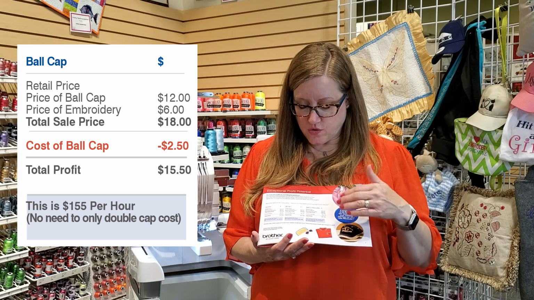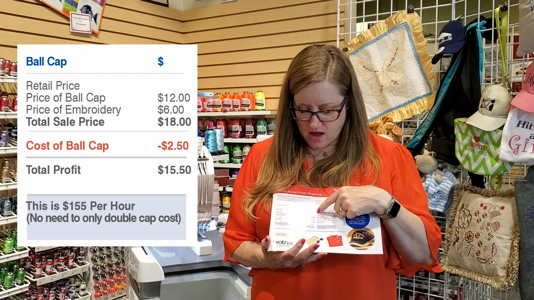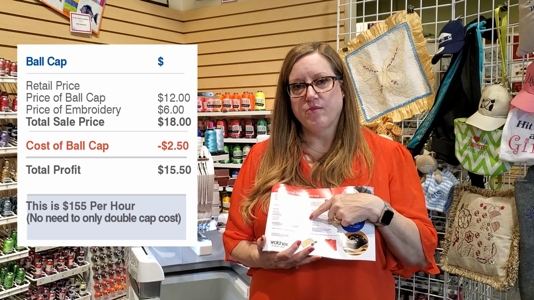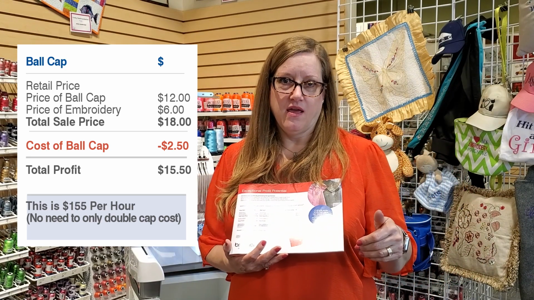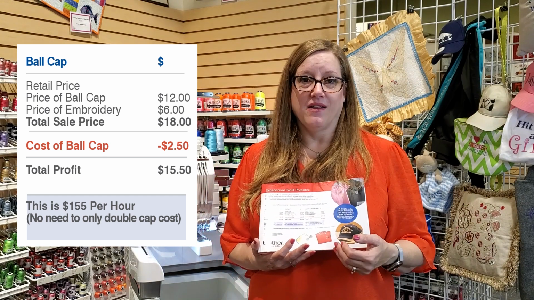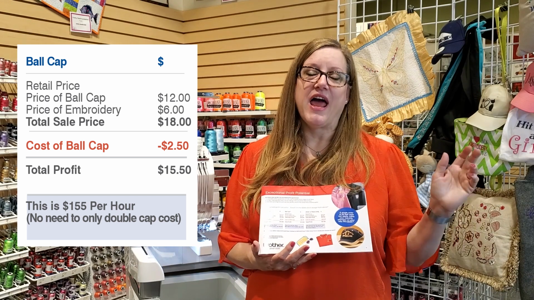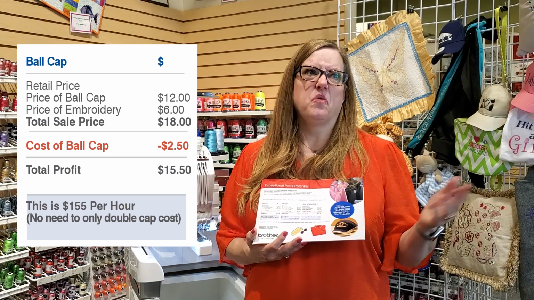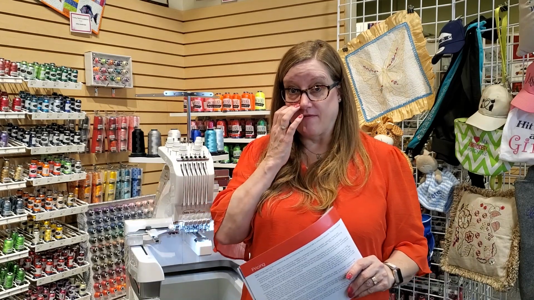So you might charge two to three times the cost of that. So for example, for that $2.50 hat, I charge $12 for it. $6 embroidery. That gives us a total of $18, which is $15.50 in profit from a $2.50 hat. So that's $155 an hour doing ball caps. Now, if you do 10 ball caps, 20 ball caps a month, you've more than paid for your machine. And then you can use it to do quilting and all sorts of fun stuff that you want to.